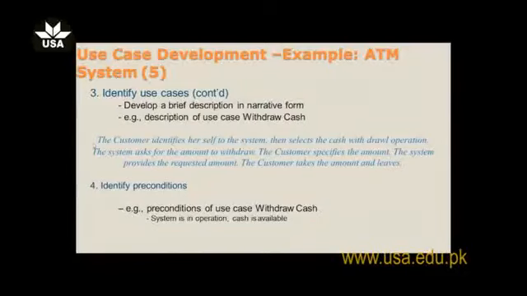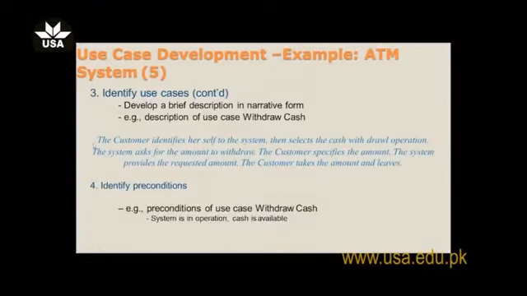The customer identifies herself to the system, then selects the cash withdrawal operation, and the system asks for the amount to withdraw. The customer specifies the amount, the system provides the requested amount, the customer takes the amount and leaves. So you can see here we describe the problem in the form of a paragraph, and we have multiple functional requirements, and we need to represent these requirements in the form of a list, right?